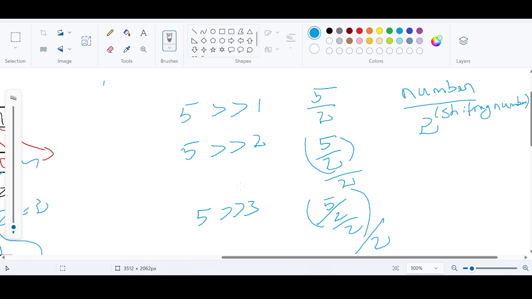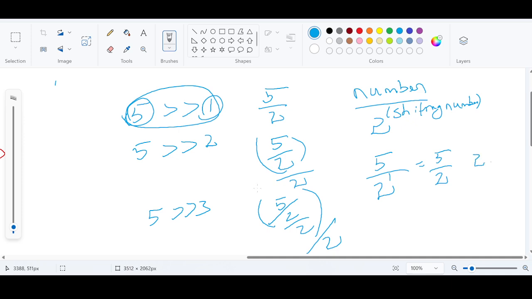If you apply this formula here, the number is 5, divided by 2 to the power of the shifting number, which is 1. You get 5 divided by 2. On further evaluation, 2 times 2 is 4, remainder is going to be 1. You will consider only the quotient. Quotient is 2. So that's why the answer is 2.